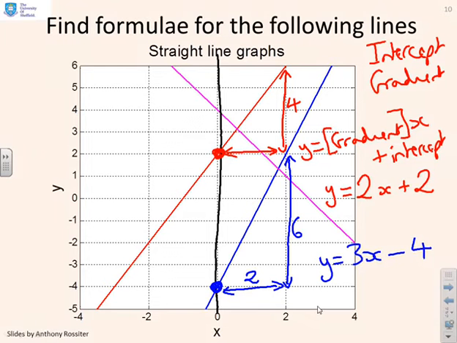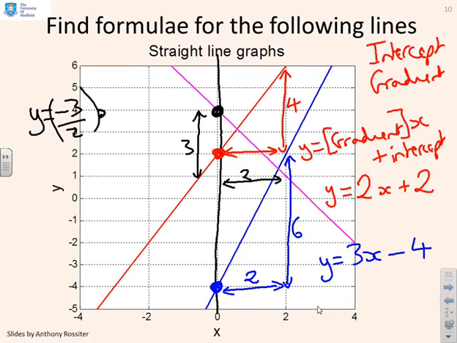And finally, we've got this magenta one, which I'll use black for. You can see the intercept is at +4. And if I work out the movement, you can see I've gone down by 3 and along by 2. So the gradient is -3/2. So what I've got is y equals -3/2 into x plus 4. So hopefully that's straightforward. You can see all we're doing is we're reading off the gradient, we're reading off the intercept, and we can write the formula straight down.